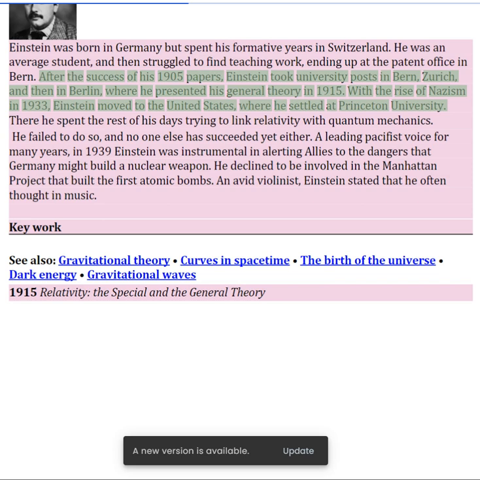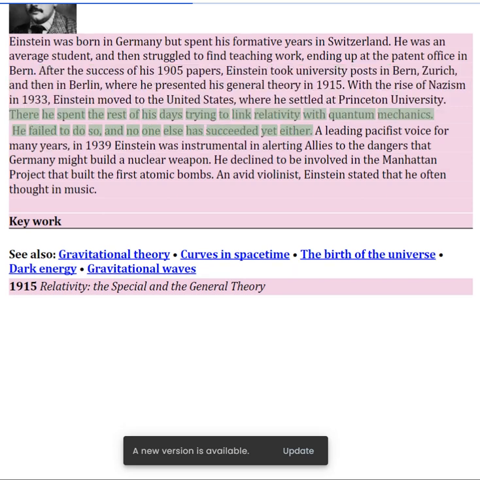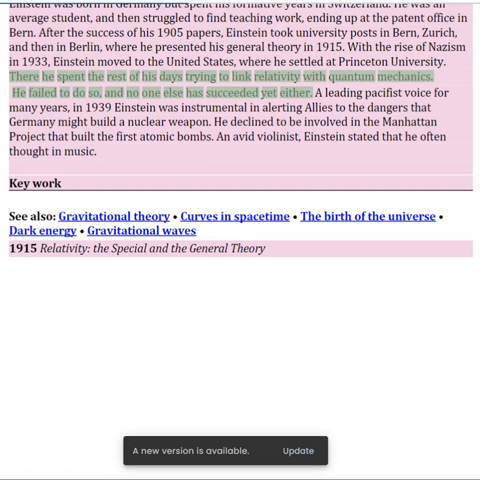With the rise of Nazism in 1933, Einstein moved to the United States, where he settled at Princeton University. There he spent the rest of his days trying to link relativity with quantum mechanics. He failed to do so, and no one else has succeeded yet either.